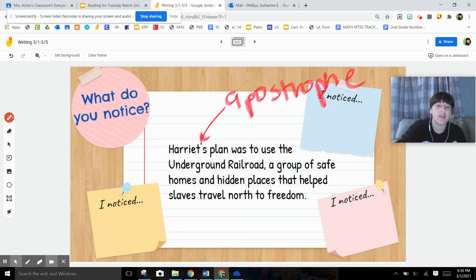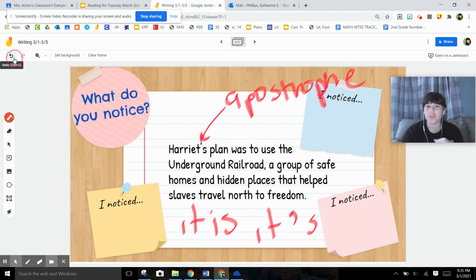Has Miss Acton talked to you guys about apostrophes and when we use contractions? When you took the words it is and turned them into it's, and you had that period with the tail, we worked on that together. That's the same thing as an apostrophe. But this apostrophe, even though it looks the same, has a different job. Its job is to show that Harriet actually owns something. She possesses something, that possessive word that we're talking about. That's why I wanted you to notice it, because we're going to build on that in our learning today.